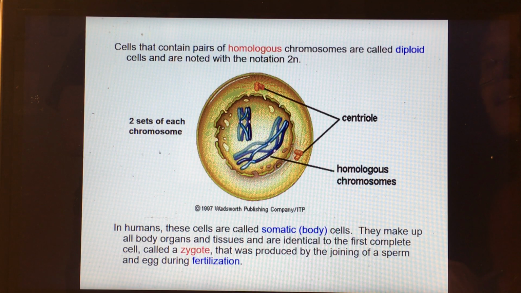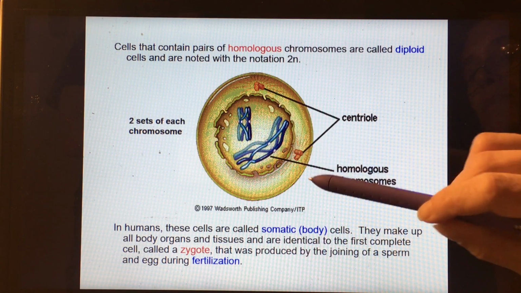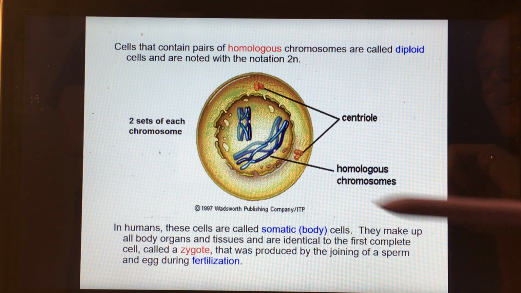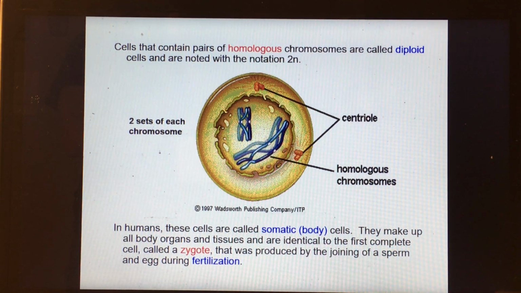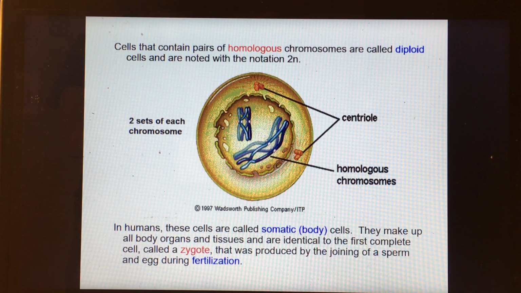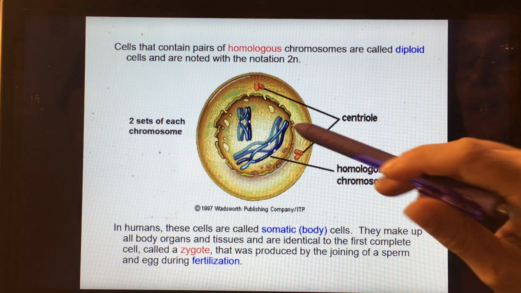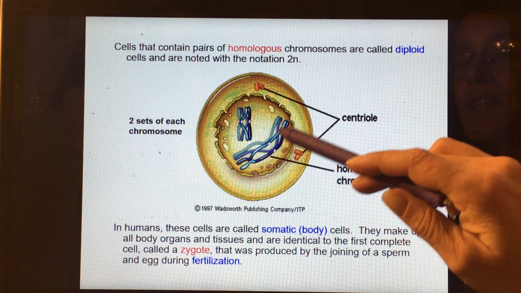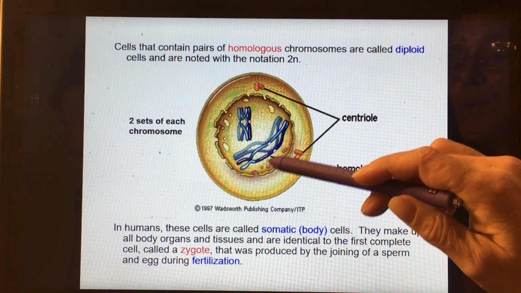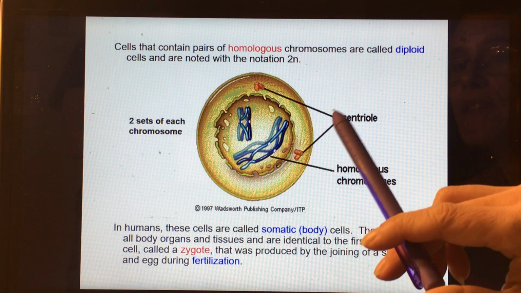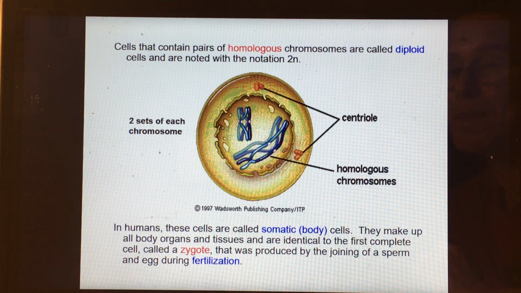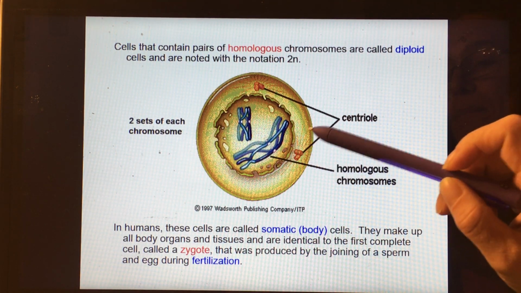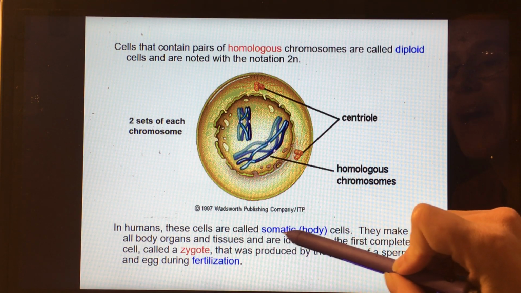So any cell that has homologous pairs is considered diploid. So if you look at this picture, you can see 2 large chromosomes and 2 smaller chromosomes. And the homologous pairs, one came from the father and one came from the mother of this person. So if this was a cell in your body, you could say the light blue ones came from your mother and the dark blue ones came from your father. You would call this cell diploid because it has 2 of each type of chromosome. The prefix di means 2. And you would also know that it is a body cell. Another name for body cell is somatic cell.